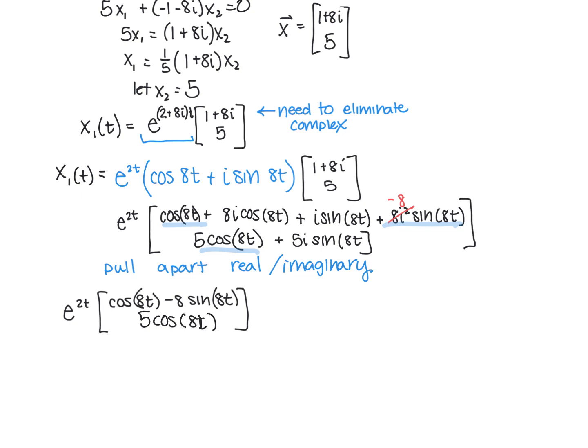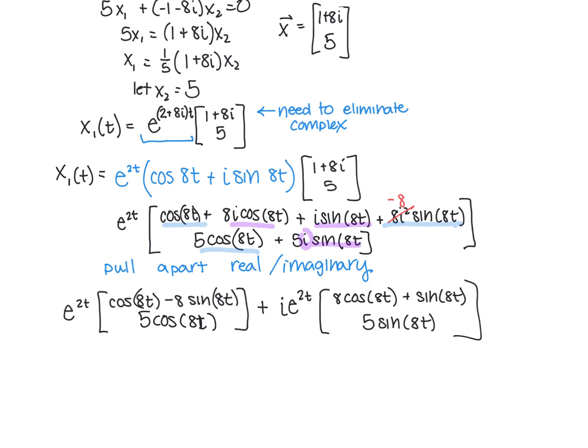Then my imaginary part, I'm going to factor the i out. So it would be e to the 2t, and then we'd get 8 cosine 8t plus sine 8t, and 5 sine 8t. So notice we just factored out the imaginary parts. My imaginary parts with the i came out of each of these expressions and moved to the front.